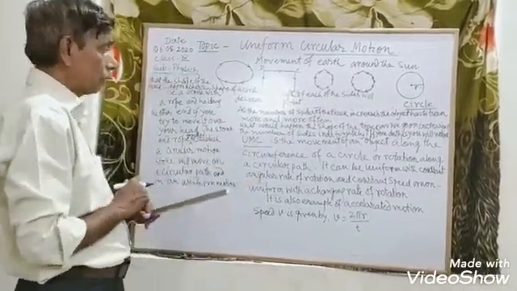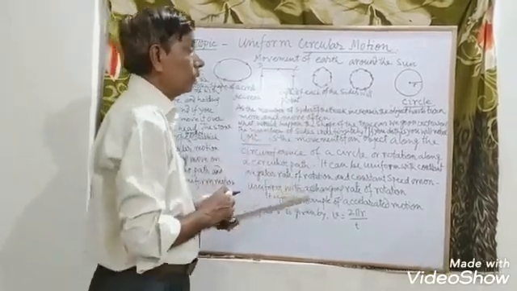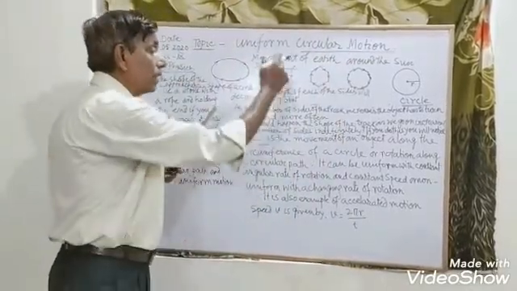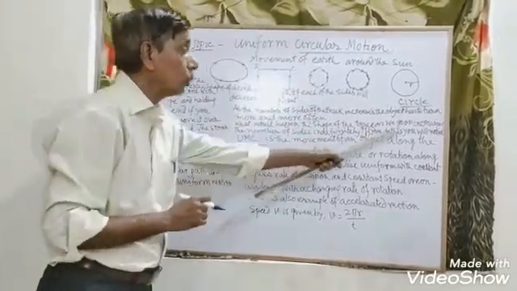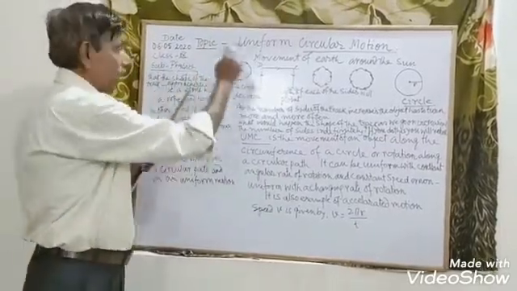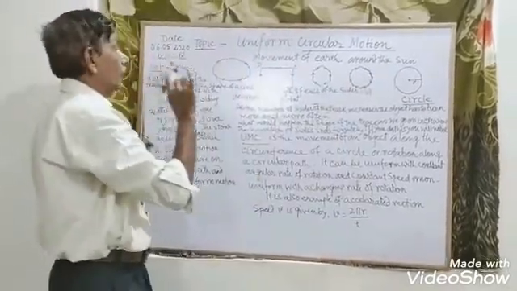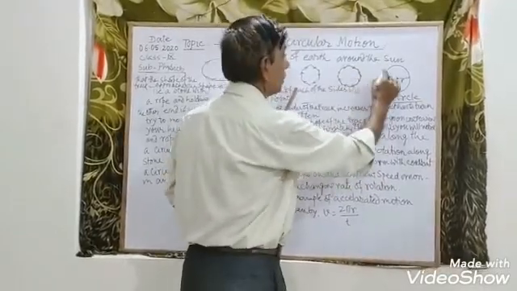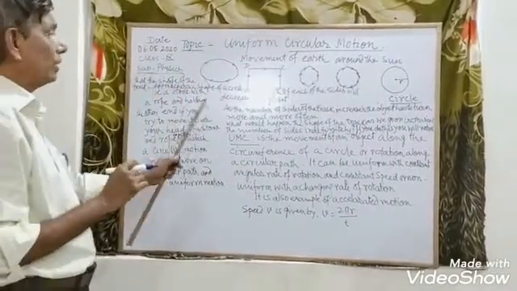Then what will happen? The shape of the track, if you go on increasing the number of sides indefinitely, you will notice that the shape of the track approaches a circle. The shape of the track approaches a circle. So it is quite evident.